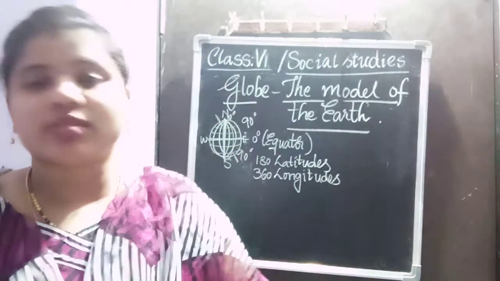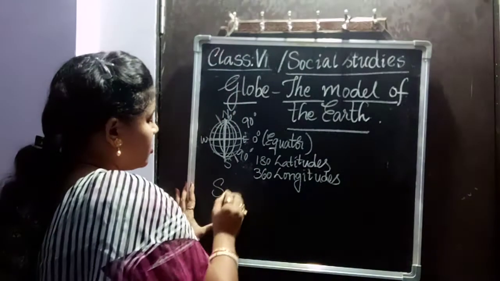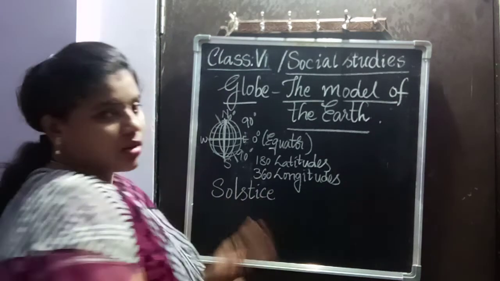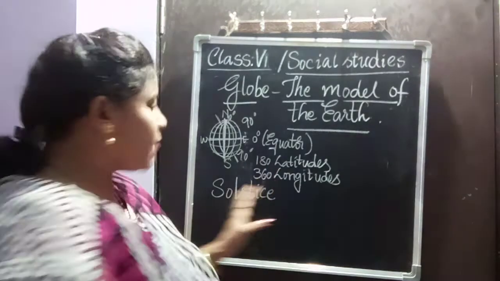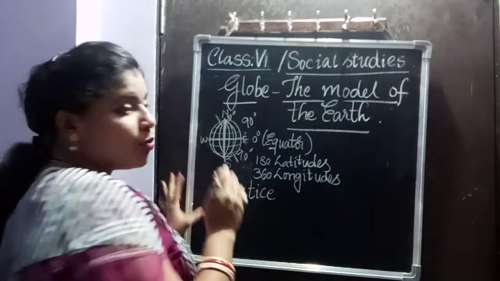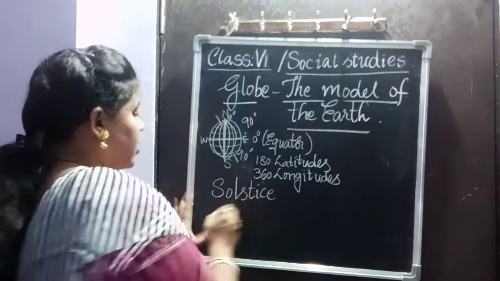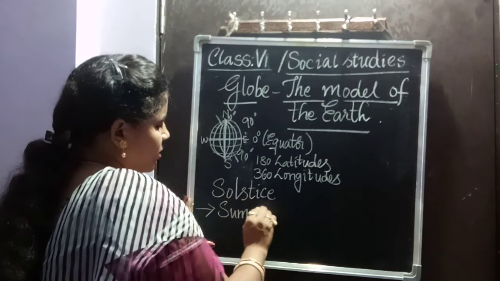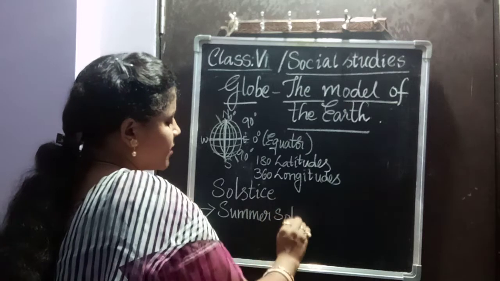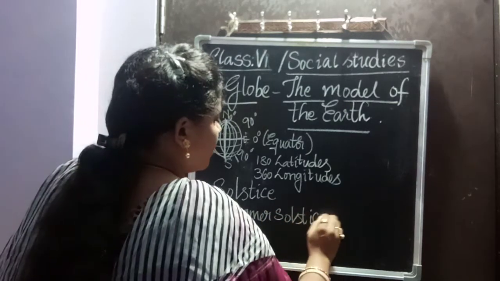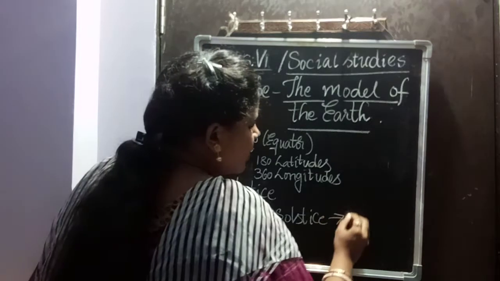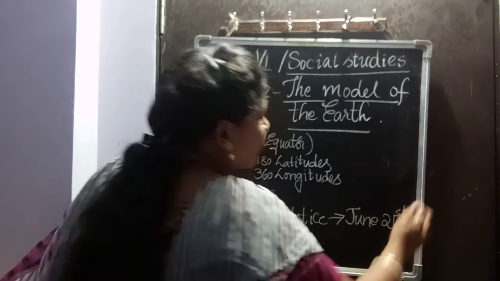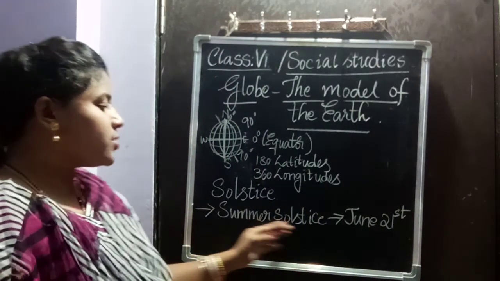When this happens, this time is known as solstice. S-O-L-S-T-I-C-E. Solstice. So solstice is a time where we see the movements of the earth bringing different seasons. Now, the first solstice we have is the summer solstice. That happens in the month of June, on the date of 21st. So 21st of June is known as the summer solstice.